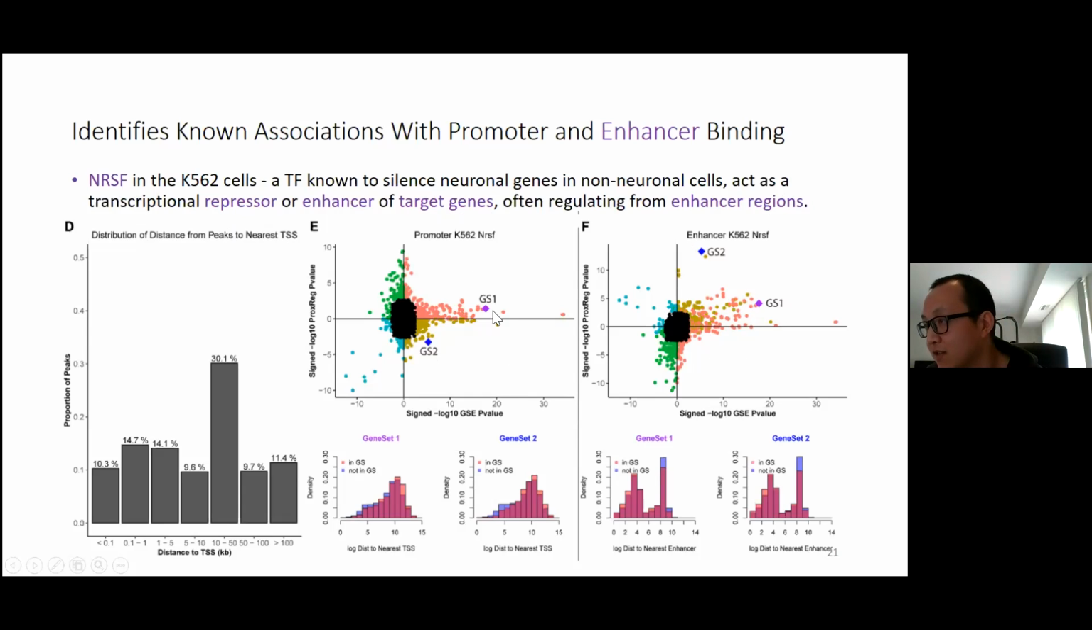We also selected two gene sets to show the distance to the nearest TSS. We can see gene set 1 and gene set 2 both show clear peaks that are far away from the TSS. And in the enhancer result, both of them are in this region. We can see there's a clear peak here and here, which means they are closer to the enhancers.